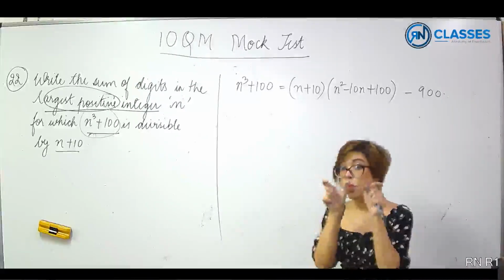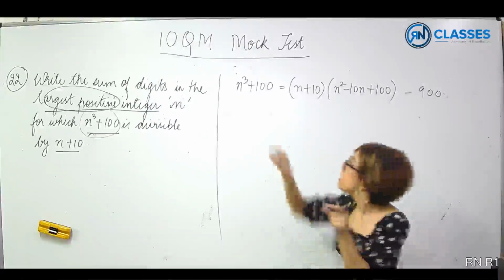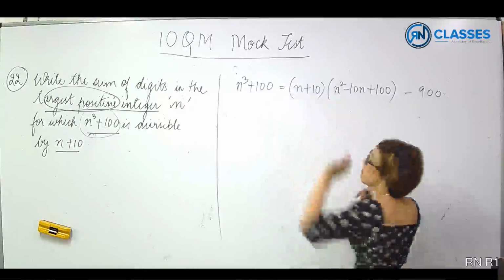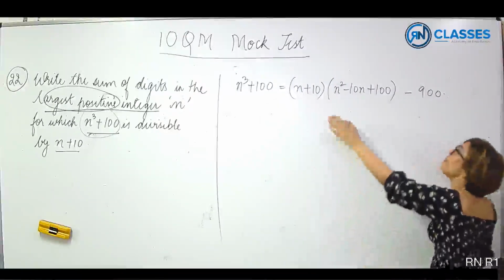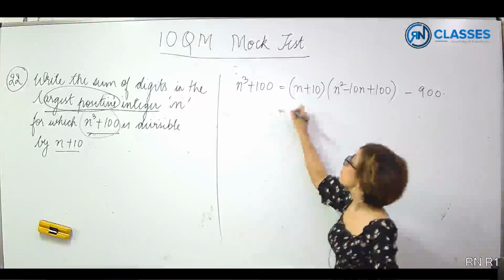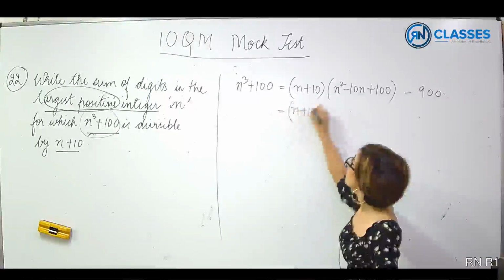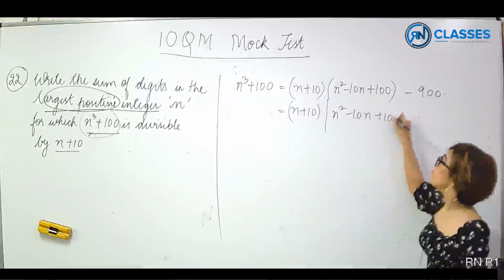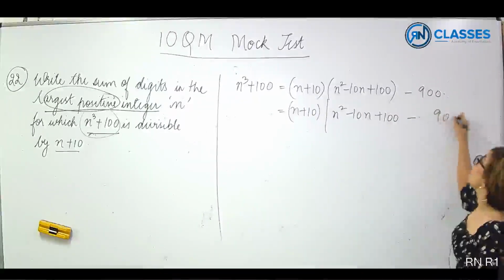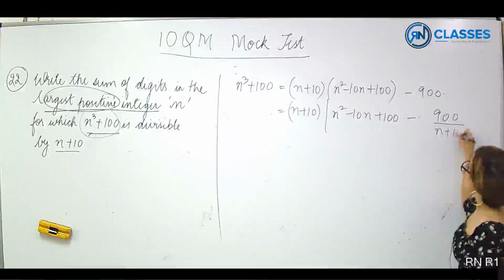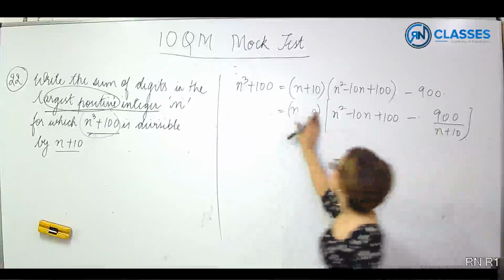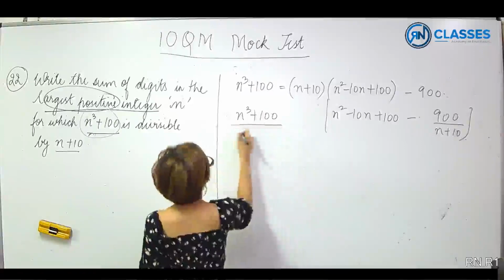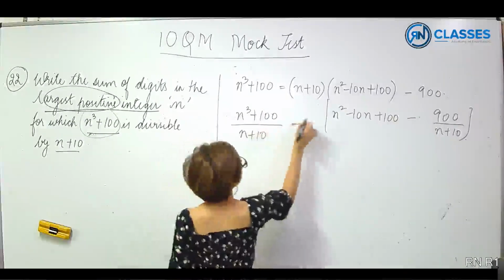That means I am talking about that integer that comes. This integer should be exactly divisible by this. So, let me shift this to that side. Right? So, take n plus 10 common from the right side. So, this becomes n plus 10 as it is, this n square minus 10n plus 100 minus 900 divided by n plus 10. Right? And obviously shift this to this side. So, n cube plus 100 whole divided by n plus 10.